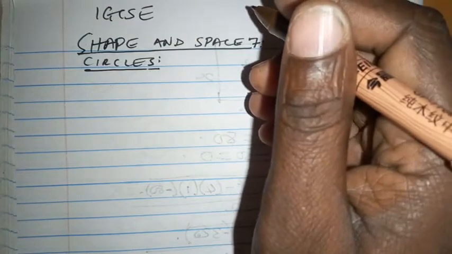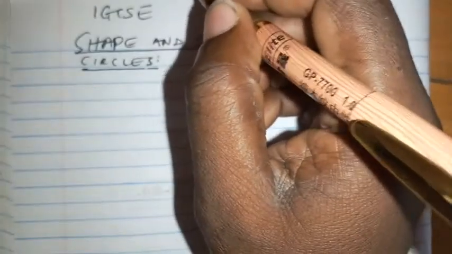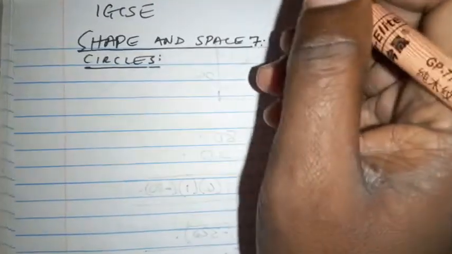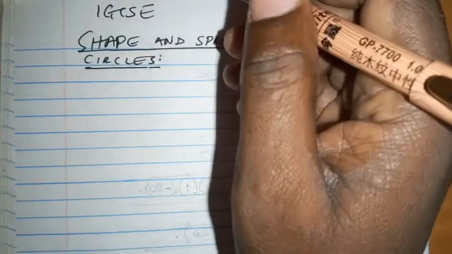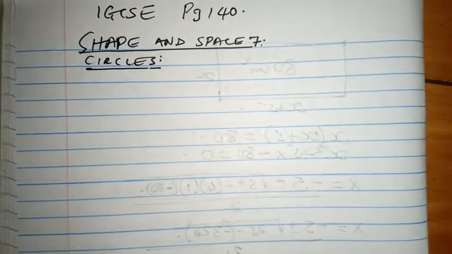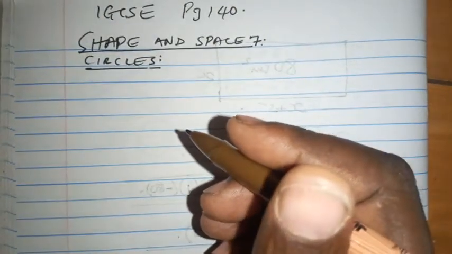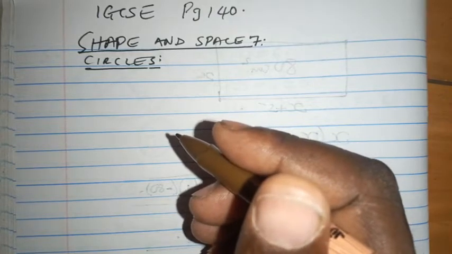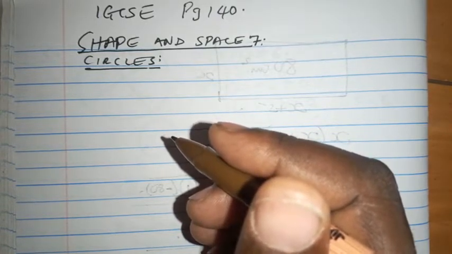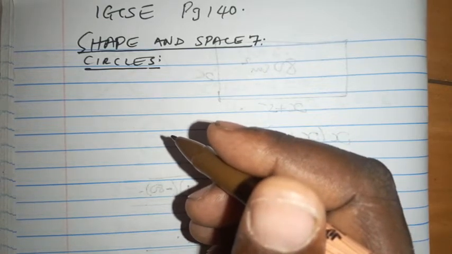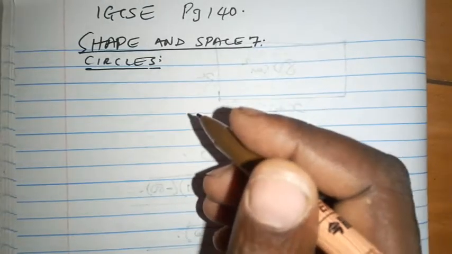Today we want to introduce ourselves to shape and space 7, and this one is in IGCSE page 140. In this one it's just a matter of going back to what we learned earlier: the circumference of a circle and the area of a circle. And I would want to highlight a few things.